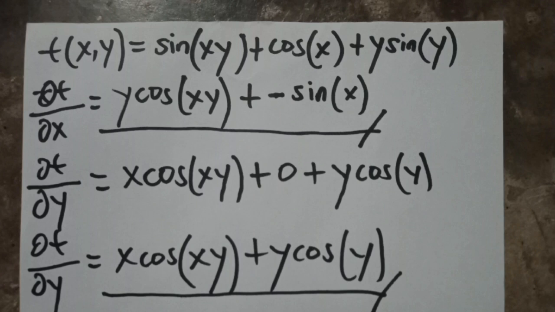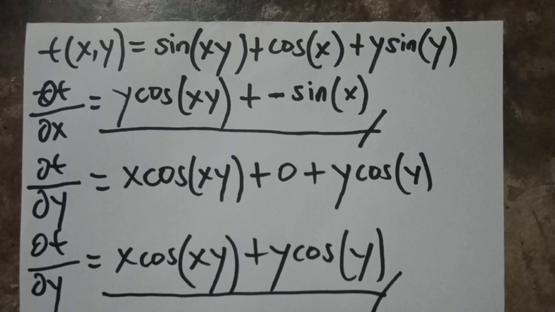The derivative of sine of xy with respect to x is cosine of xy times the derivative of the inside function, which is y. So the answer is y cosine of xy. Plus the derivative of y cos x with respect to x is negative y sine x. And y sine y has derivative zero with respect to x. This is the final answer with respect to x.